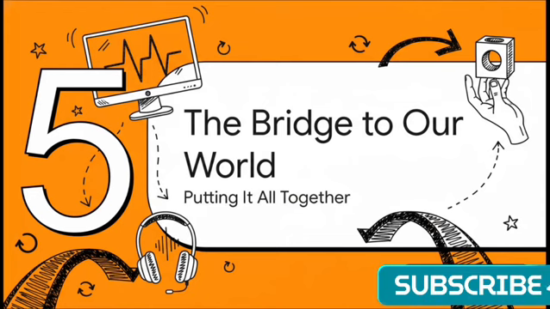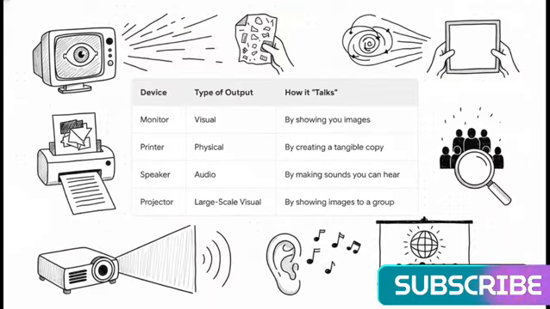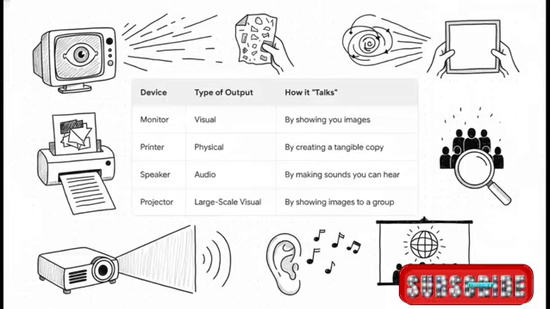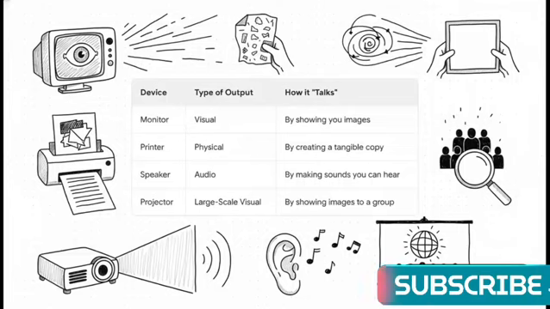So we've got output for our eyes, for our hands, and for our ears. Let's pull all these threads together now and see how these devices create this essential bridge between the computer's world and ours. When you look at it like this, you can see that each device speaks its own unique language. The monitor talks to us with personal images. The printer talks by creating something we can hold. The speaker uses sound, and the projector talks to a whole group with large-scale visuals. They're all translators, just for different human experiences.